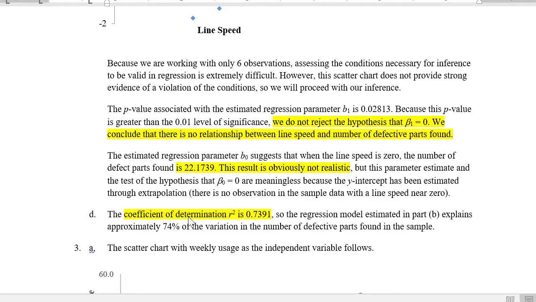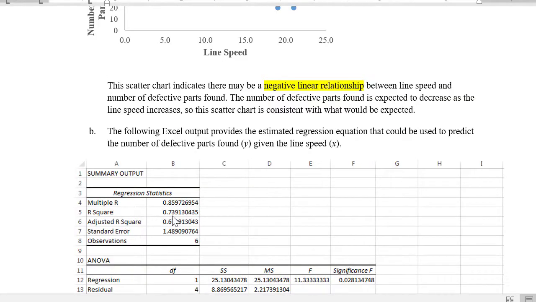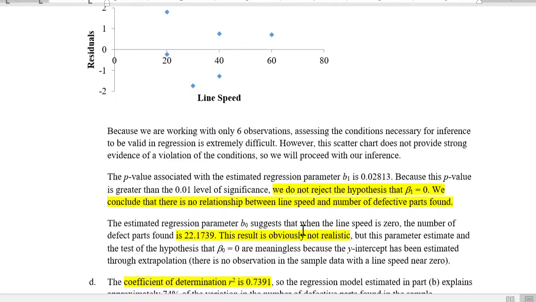Then it wanted to know the coefficient of determination, or R squared, and that was this value, and you get that value from this area right here. And so that's what I was looking for problem number 2.